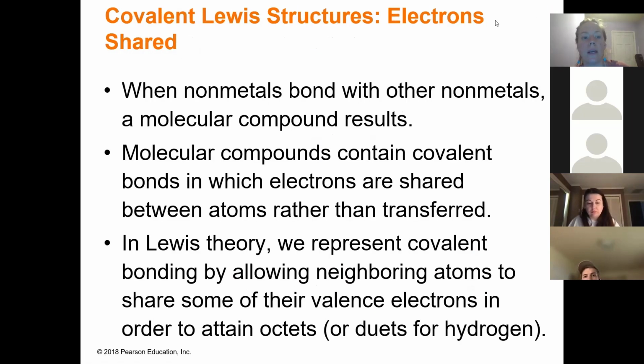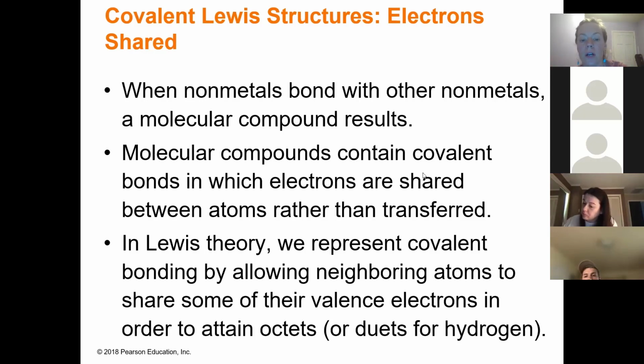All right, this is where we like to use the Lewis dot structure, though, when we have a covalent bond, or 2 nonmetals. So when nonmetals bond with other nonmetals, they form a molecule, and these molecular compounds contain covalent bonds where the electrons sit in the middle and they're shared. So instead of when we have a metal and a nonmetal, where the metal says, I don't even want the electron, just take it, and the other guy's like, sure. In this case, they're both nonmetals. They both have negative charges. They both want to have access to those electrons. So they have to instead put them in the middle and share them.